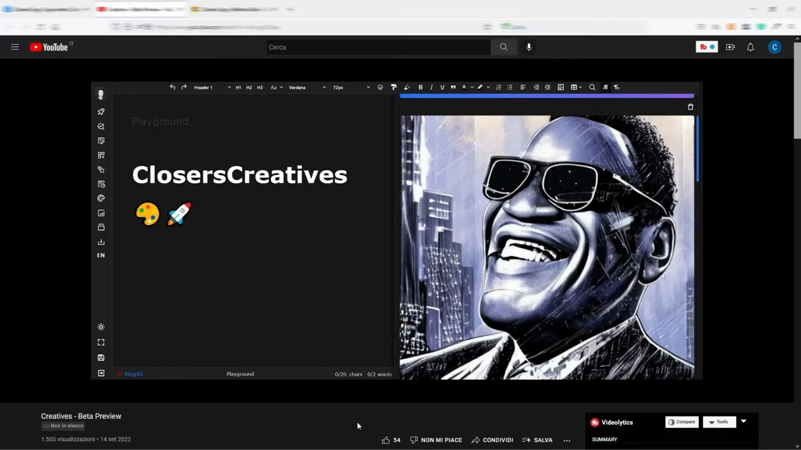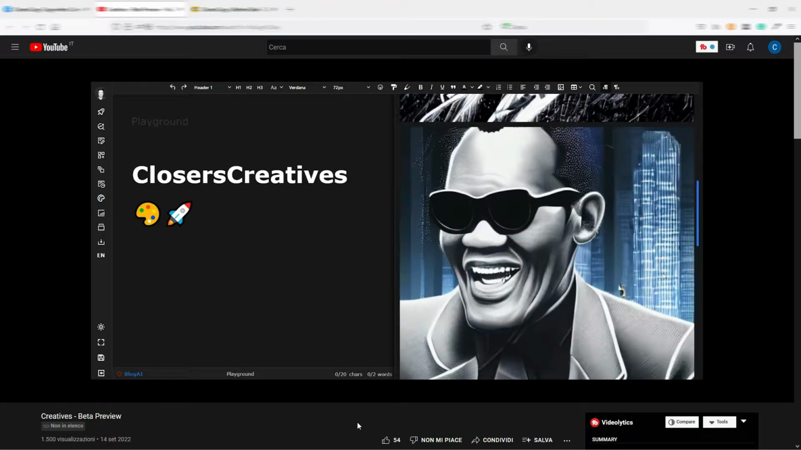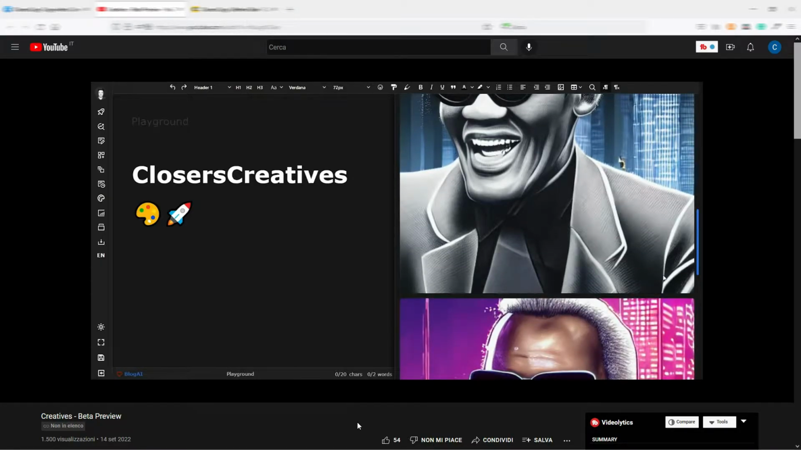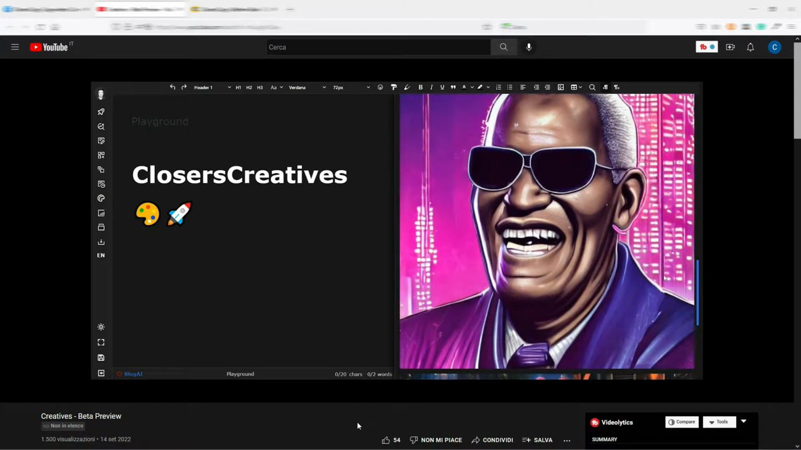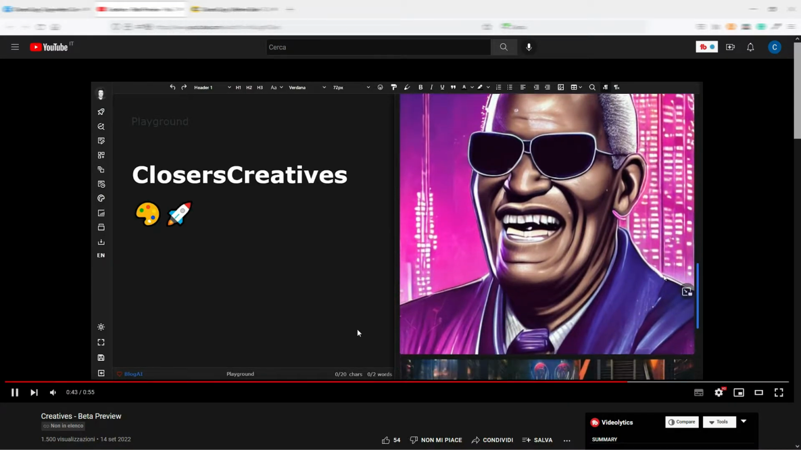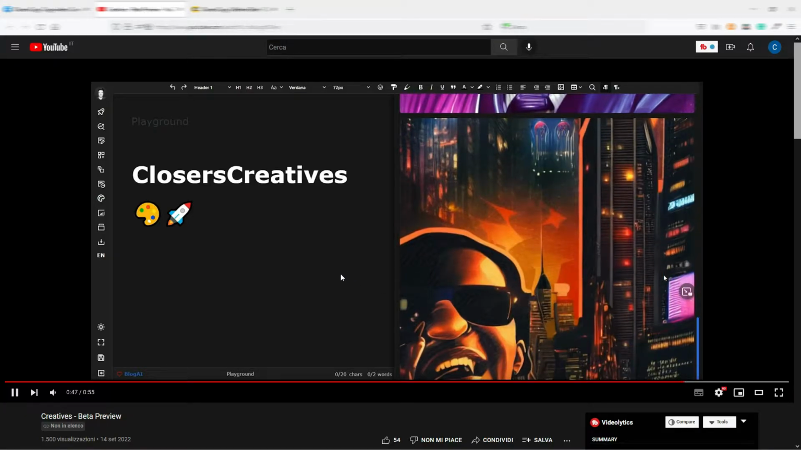This is an example with a prompt. It generates some images, and I have to say they are really high resolution, and I will let you see in about a minute. This is how it will work, and this is just a beta preview.